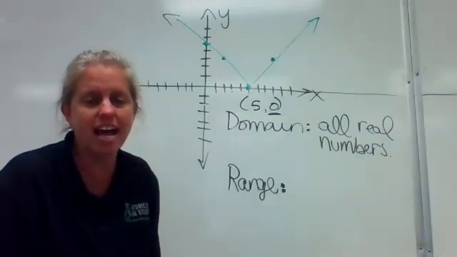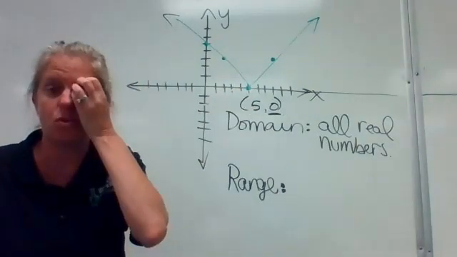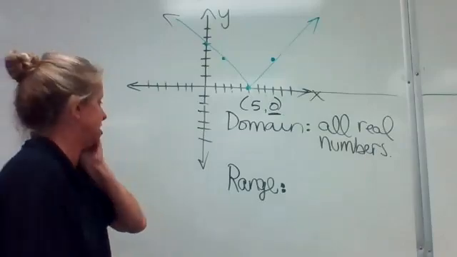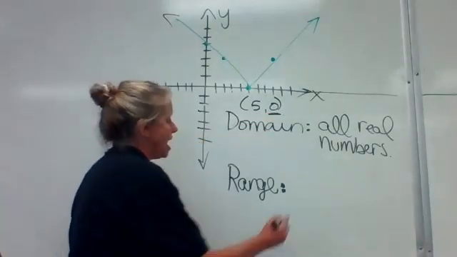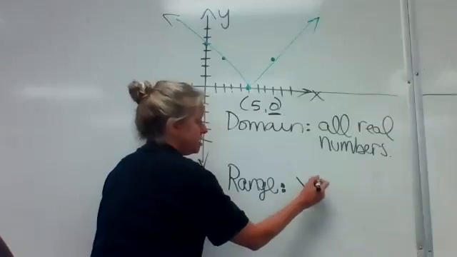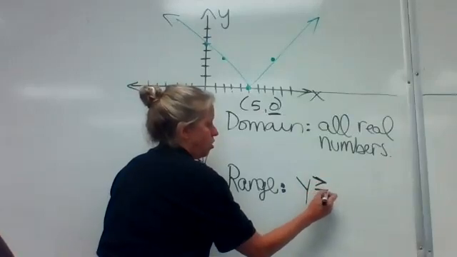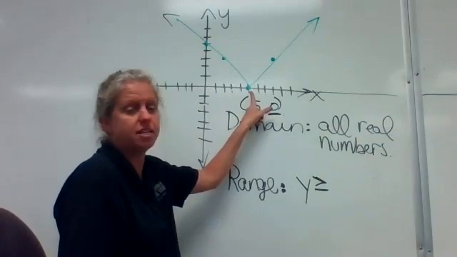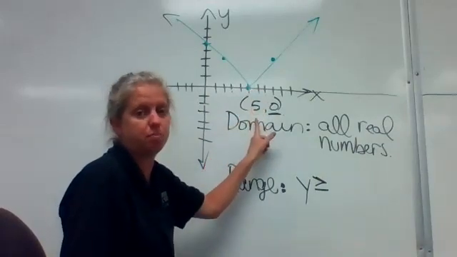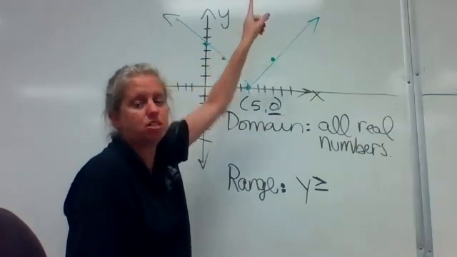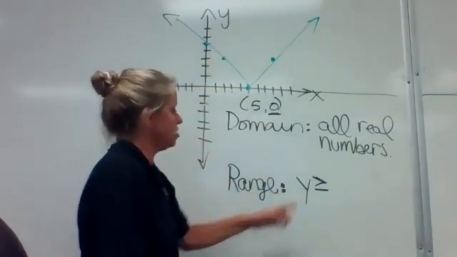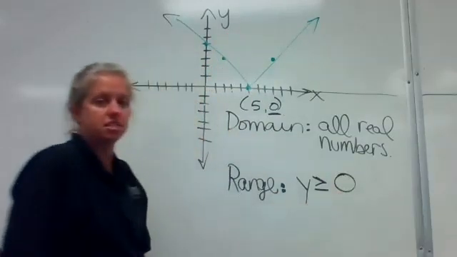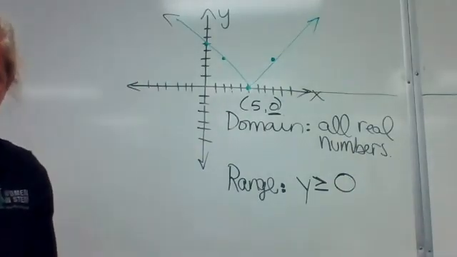So how are we going to say that? There's a couple of different ways, and the way that this multiple choice problem is going to say is y is going to be greater than or equal to, right? Because it does touch the 0. It does equal 0. It's just not anything below 0. It's only numbers above 0. So greater than or equal to 0 is what that range would be.